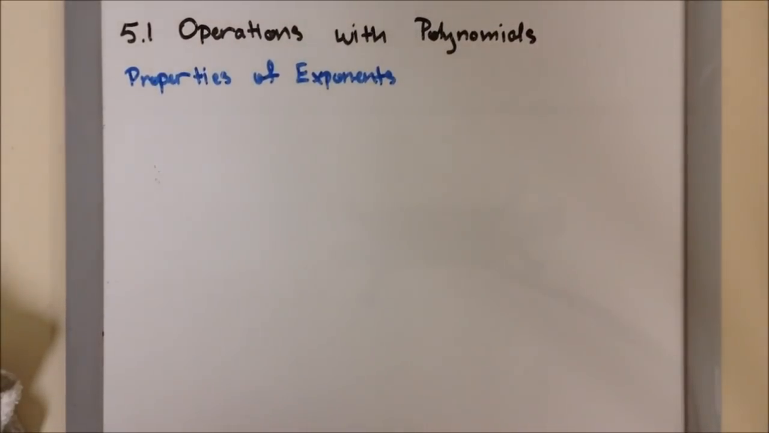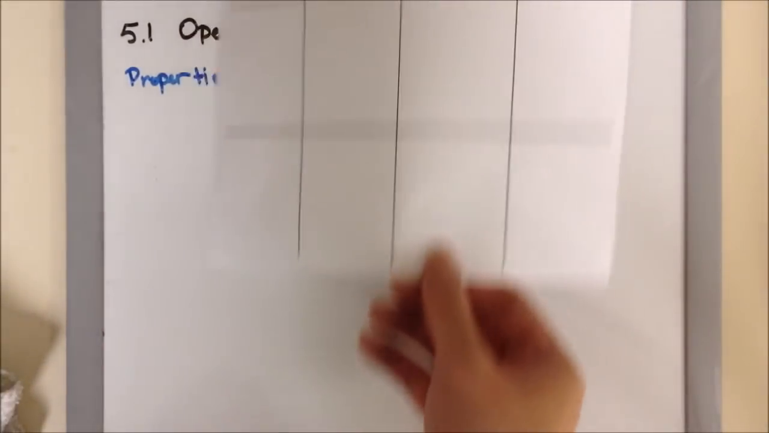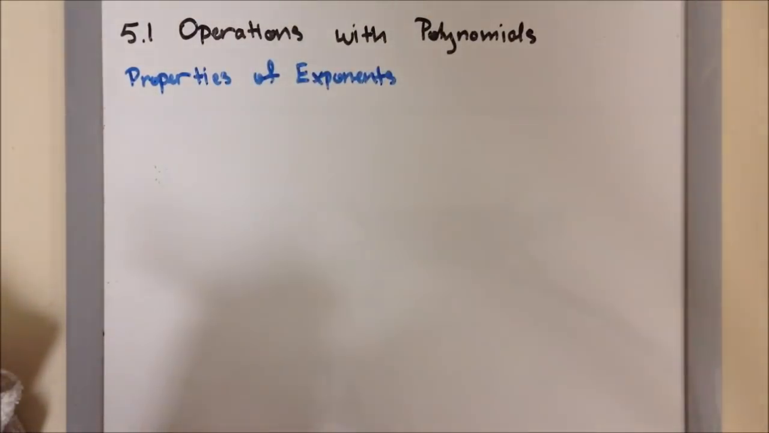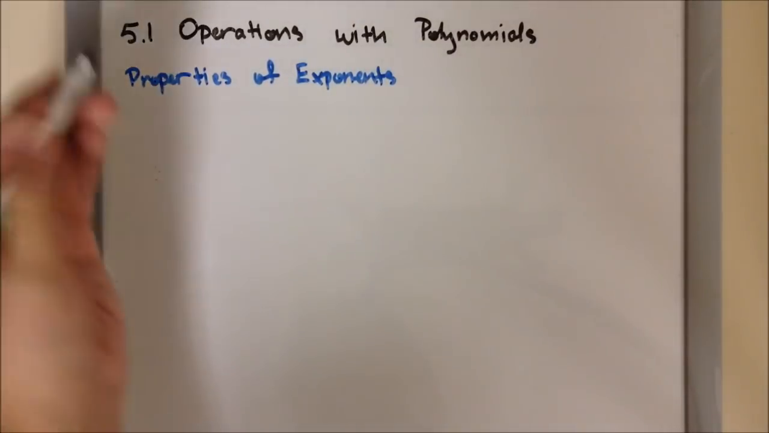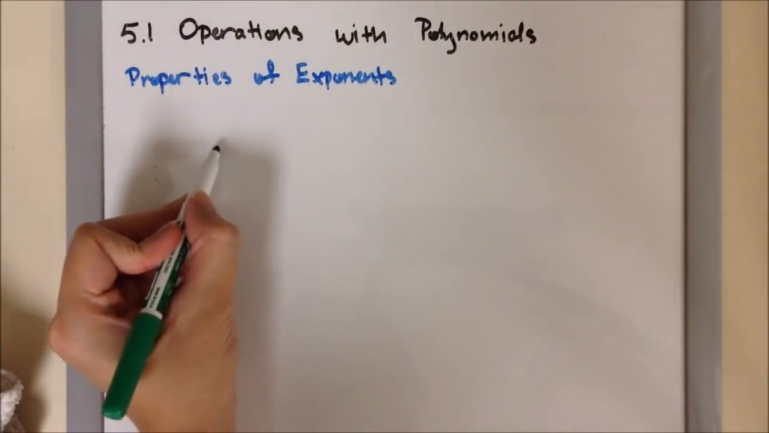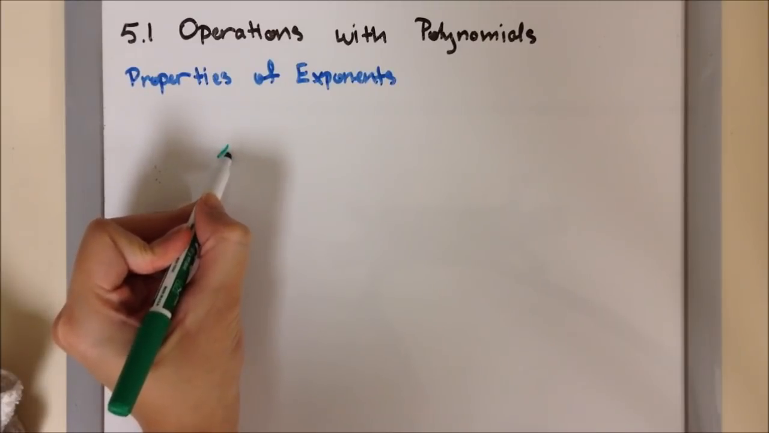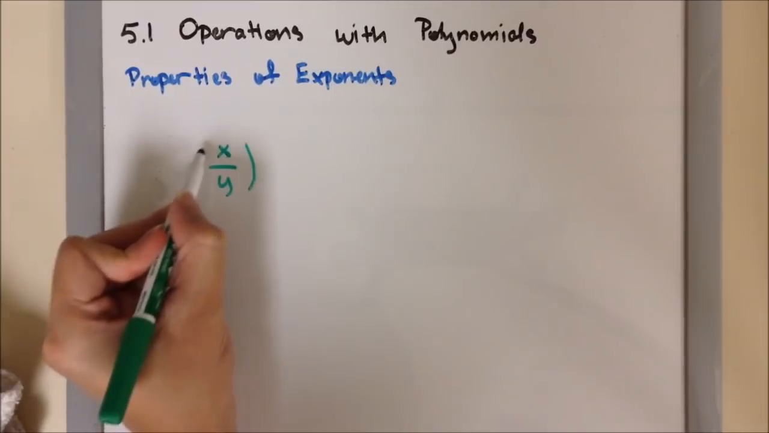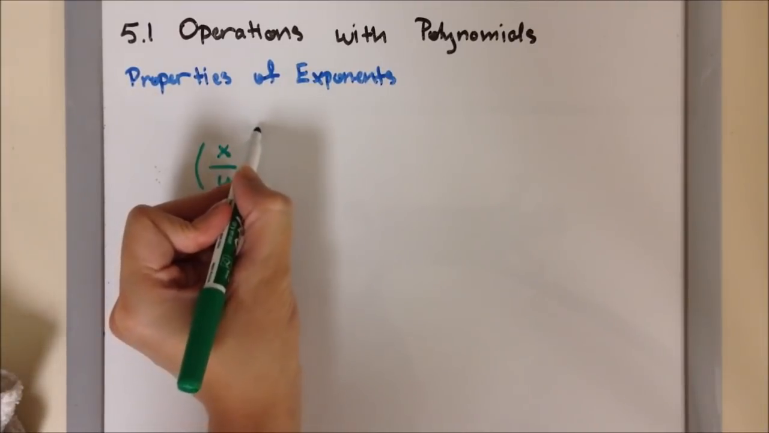Alright, the next part we're going to go over is the power of a quotient. So we will be working in the 3rd square on this side. Power of a quotient means division or a fraction. So when you're working with the power of a quotient, you're going to apply this property, this law, where it's x over y raised to the power of a.